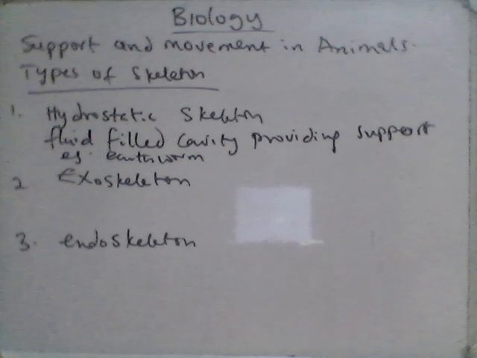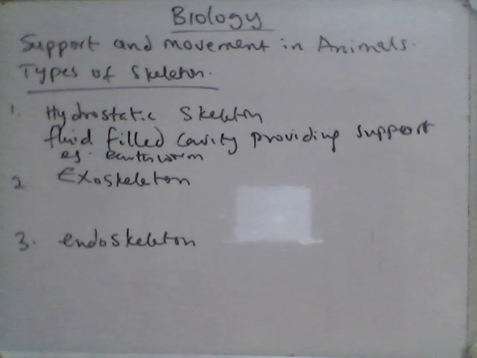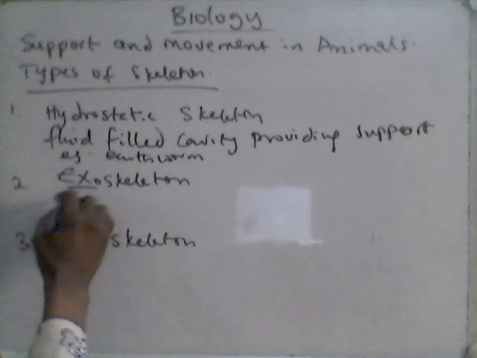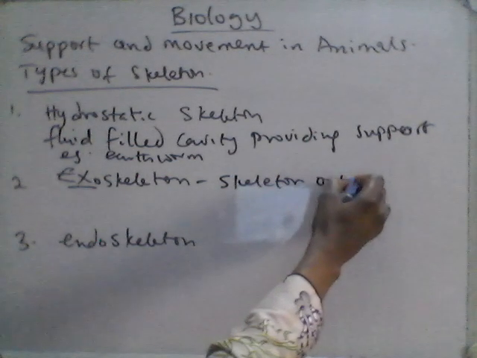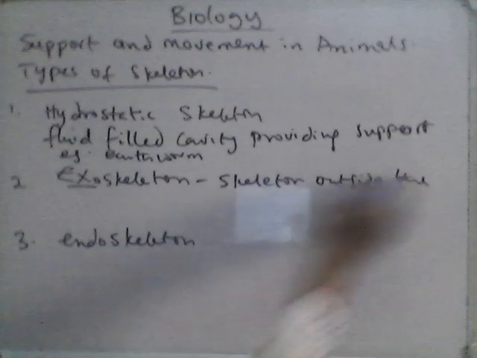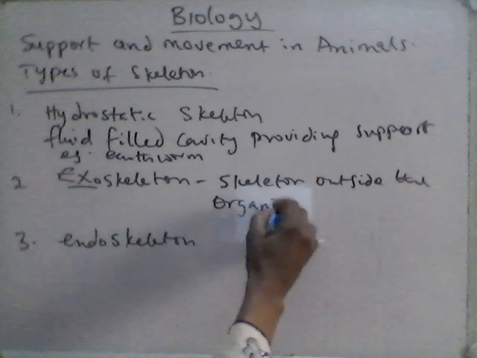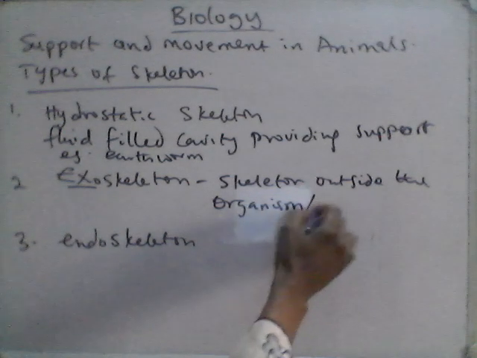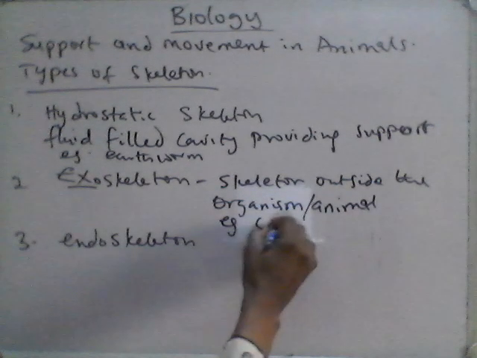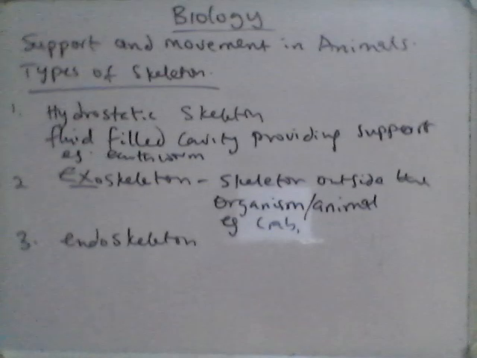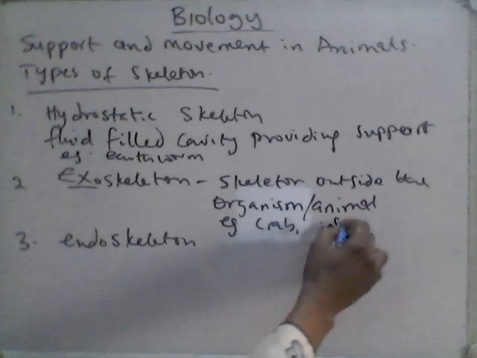Then you see exoskeleton has to do with outside. Anytime you see exo, it means it's outside. Skeleton outside the animal. Examples: crabs and some insects. Okay, so I'll just put it here. Skeleton outside the organism or animal, e.g. crab, some insects.